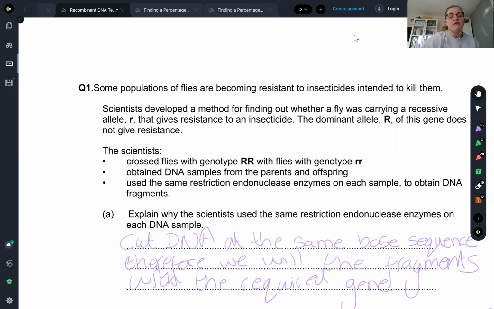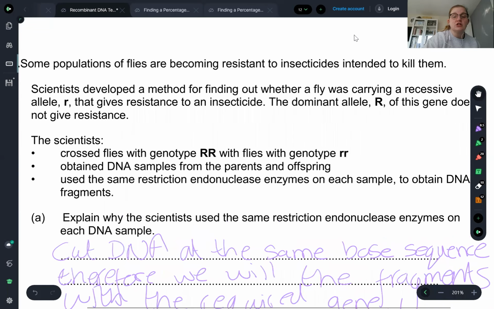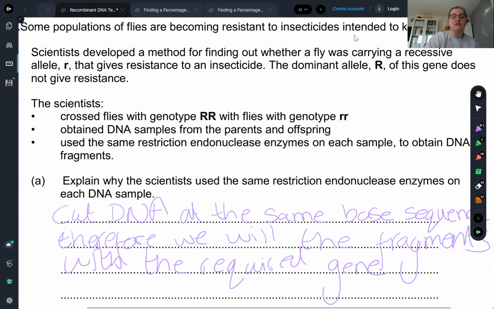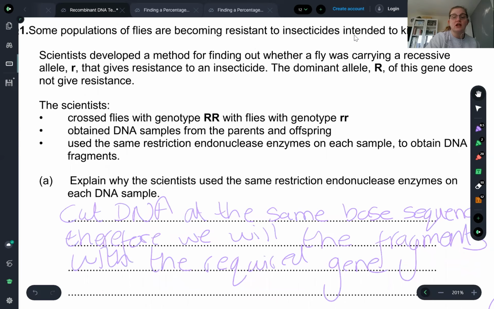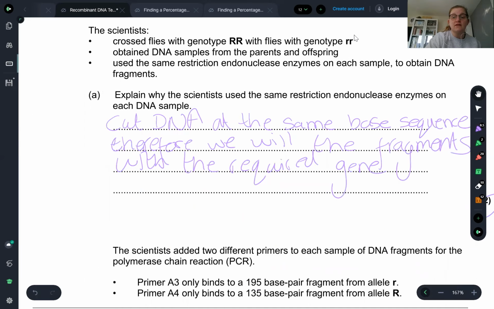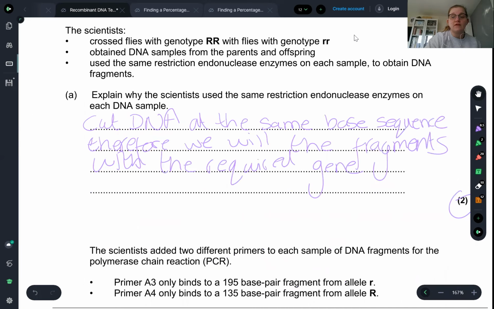So scientists cross the flies with the dominant alleles and the recessive alleles. They obtain DNA samples from parents and offspring, and they use the same restriction endonuclease enzymes on each sample to obtain DNA fragments. Now, the first question on this is, explain why the scientists use the same restriction endonuclease enzyme on each DNA sample. So that's 2 marks.